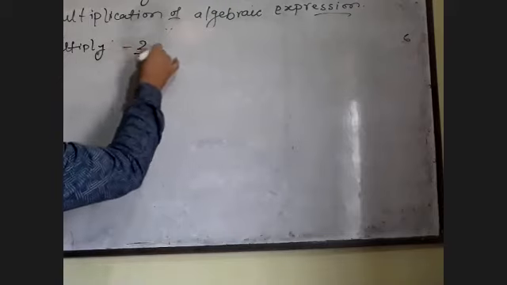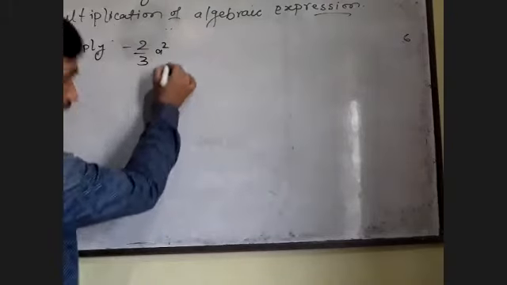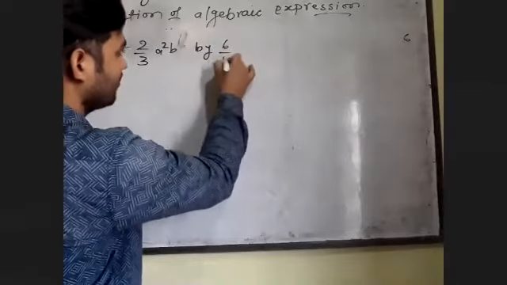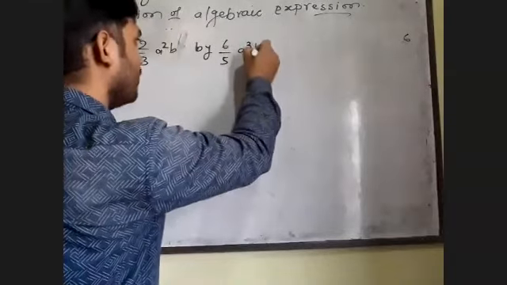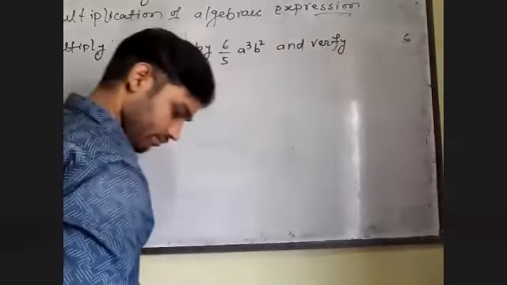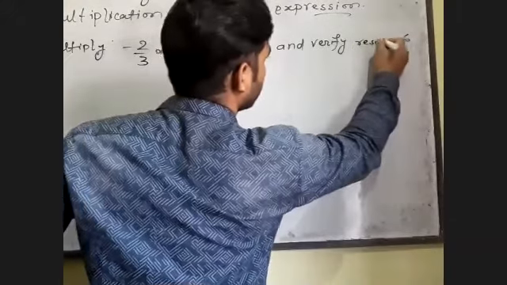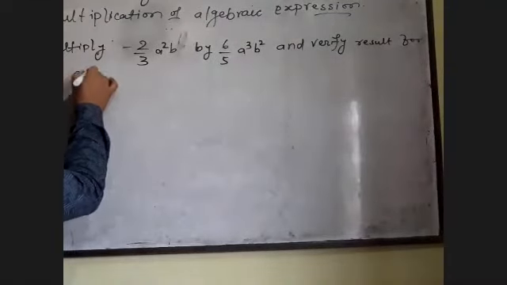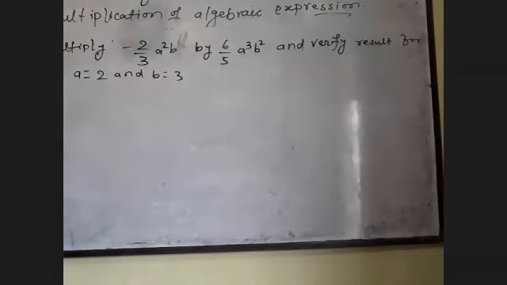One question is given. Multiply minus 2 by 3 a square b by 6 by 5 a cube b square, and verify the result for a equal to 2 and b equal to 3. How much time is left? 10 minutes, sir.